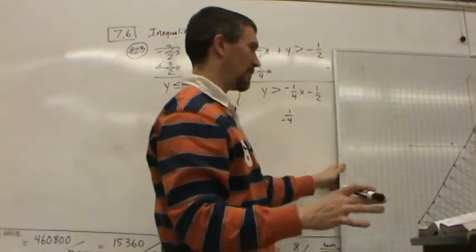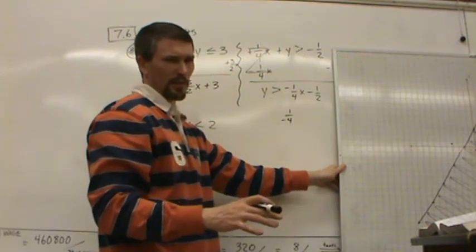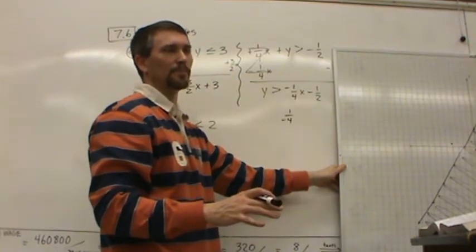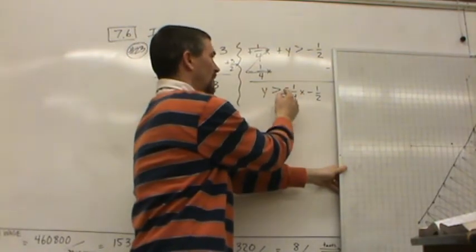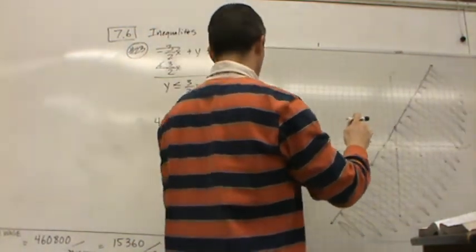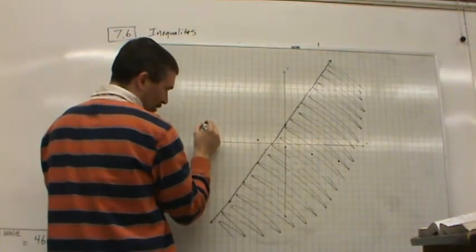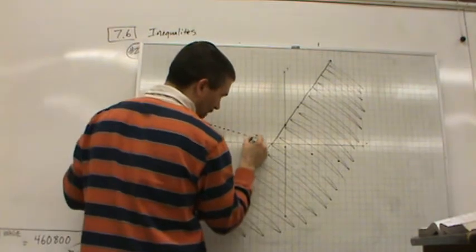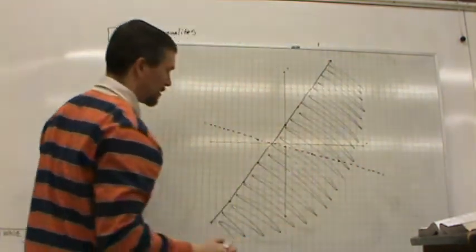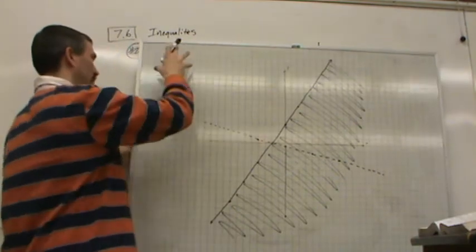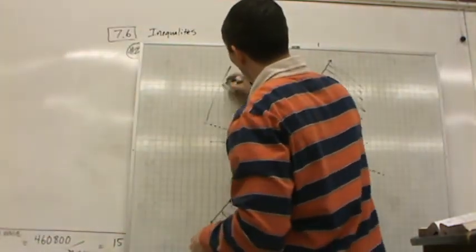I probably shouldn't even elaborate on that, because my students are definitely expected to be done coming to grips with that concept. So y is greater than that line. It doesn't include that line, so it's a dotted line. The line itself is not part of the solution. And let me refresh my memory. Y is greater than, so now I have to shade everything above.